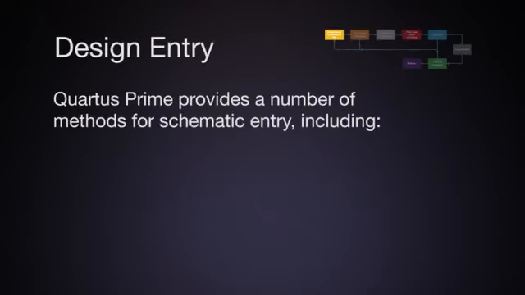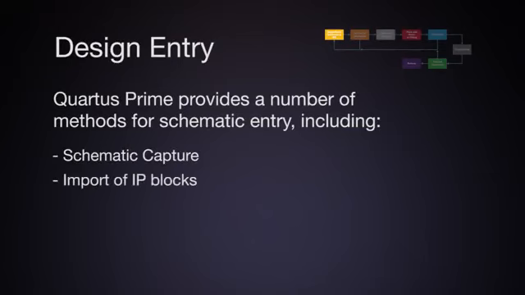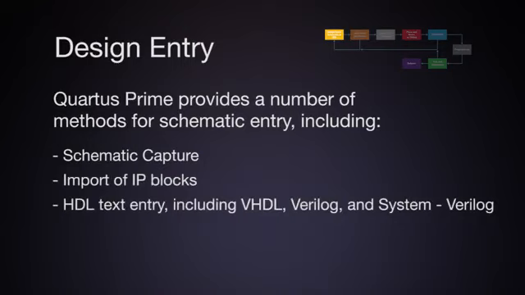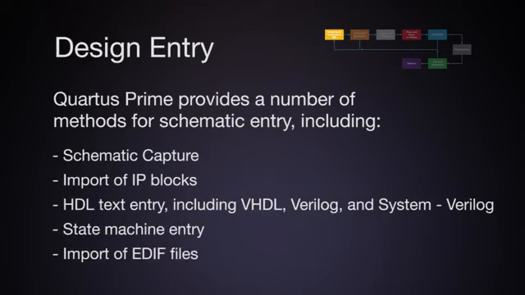There are lots of ways to create an FPGA design to describe the logic that it implements. Quartus Prime provides a number of methods for design entry, including schematic capture, import of IP blocks, HDL text entry, including VHDL, Verilog, and System Verilog, state machine entry, and import of EDIF files. We will show you that you can use multiple methods of defining the design in the same project and that these methods can be mixed and matched.